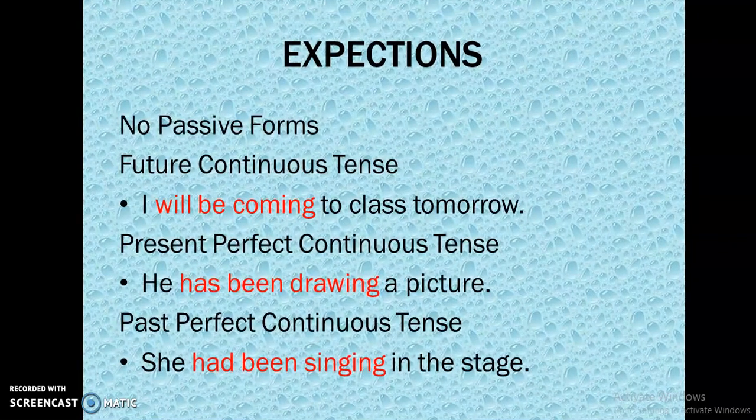Now, there are some exceptions. Certain tenses do not have passive forms. Now we'll see what are those tenses. Future continuous tense. For example, I will be coming to class tomorrow. Present perfect continuous tense. He has been drawing a picture. Past perfect continuous tense. She had been singing on the stage.